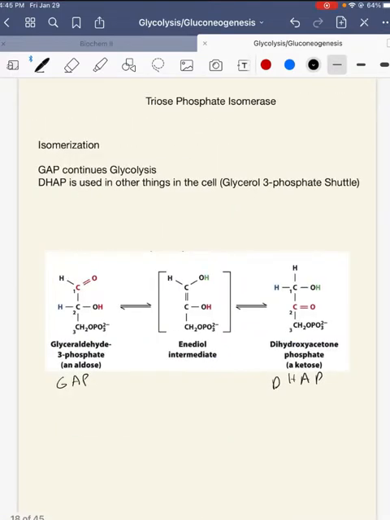Okay? So the enzyme that converts DAP into a GAP is the triose phosphate isomerase. It's an isomerization reaction, and it doesn't favor either side. It's mainly reversible, but when we want to continue glycolysis, this is mainly going to be converted back to GAP. So GAP continues glycolysis, and DAP is used in other things in the cell, like the glycerol 3-phosphate shuttle.